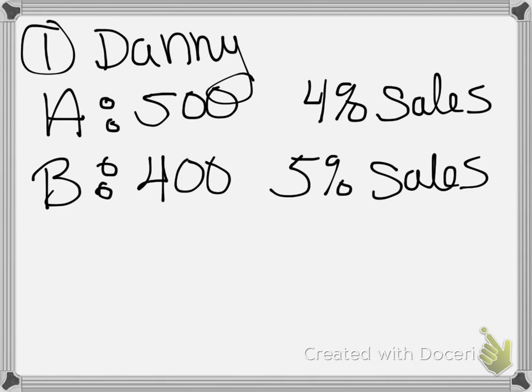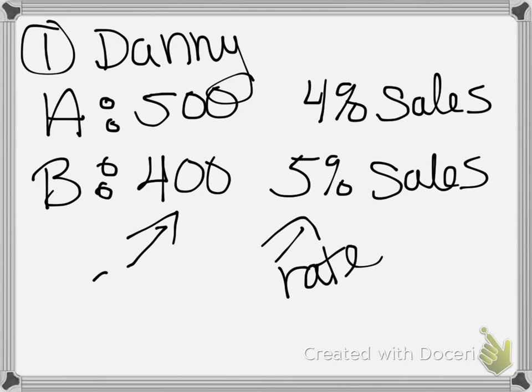So I can clearly see that I have two situations. I know that 4% and 5% every time he makes a sale, those would be a rate. So we're probably looking for slope-intercept form, considering that 400 and 500 are the starting values or the one-time value that you might have to pay. So let's create an equation for situation A.